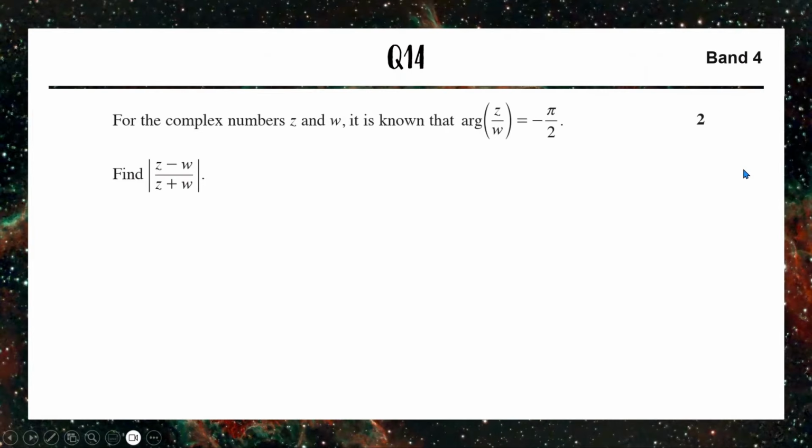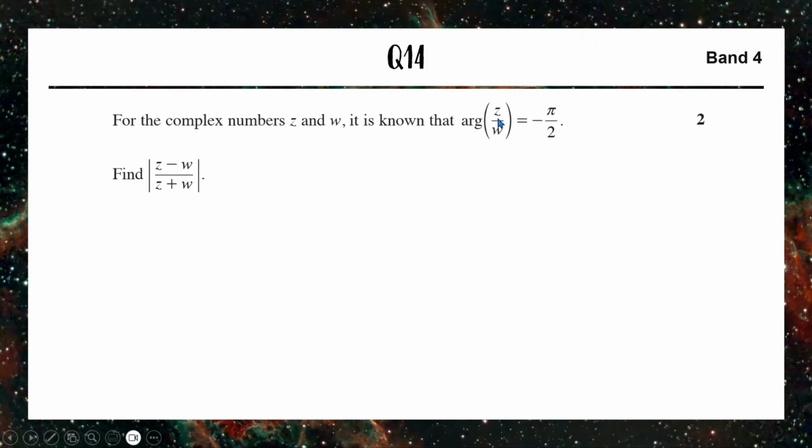Question 14, I think this is a really cool one because it looks very complicated to me at least. There's a lot of Z's and W's and some weird expressions, but with just some clever geometry and just knowing how to work with your equations, this is actually a very, very simple 2 marks. So let's break it down. We have the argument of the division of 2 complex numbers being equal to negative pi on 2. Now, we can break this apart.